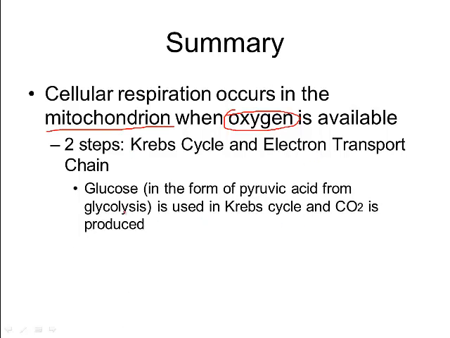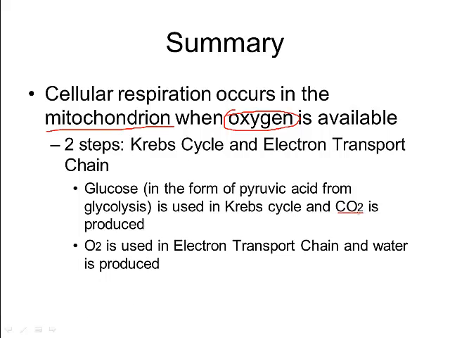Remember, glucose in the form of pyruvic acid is used in the Krebs cycle, and that's where our carbon dioxide gets produced. And then the oxygen that we need for cellular respiration is going to get used during the electron transport chain, and that is when we're going to make our waste product of water. So the glucose is getting used during the Krebs cycle, the oxygen is getting used during the electron transport chain, and we're making our carbon dioxide and water. Remember, the whole point of this was to make our 36 total ATP.